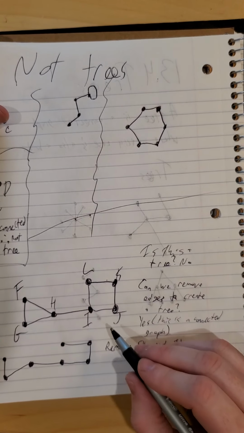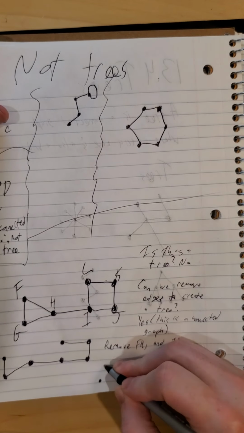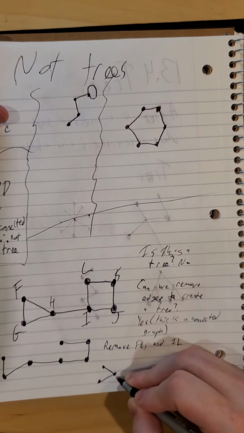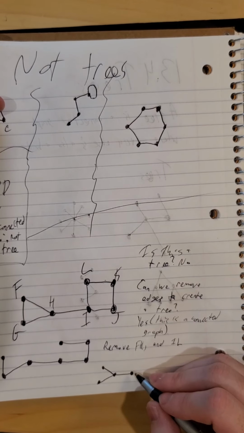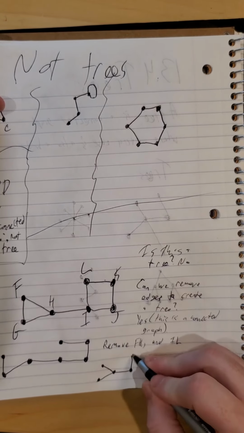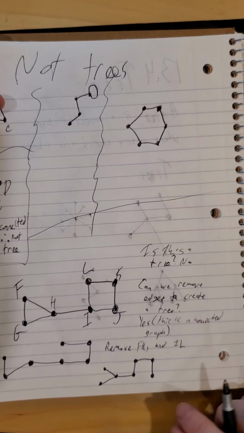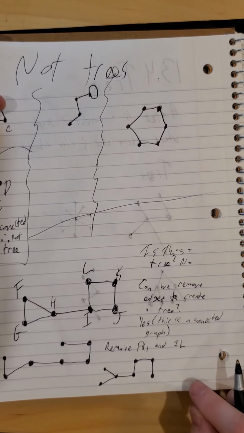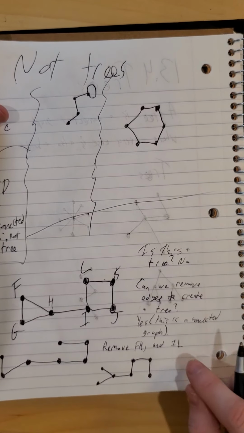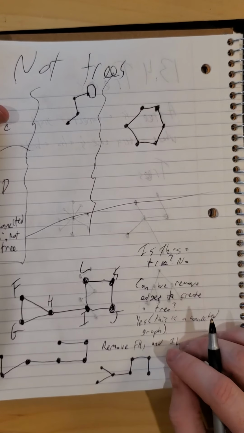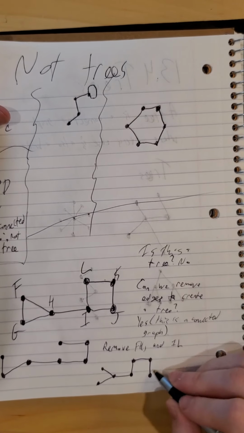Maybe I instead could remove FG. And what else did I pick? IJ. Any of those removed makes our connected graph into a disconnected graph. If we're able to create a tree from a graph that previously was not a tree, that's what's referred to as a spanning tree.